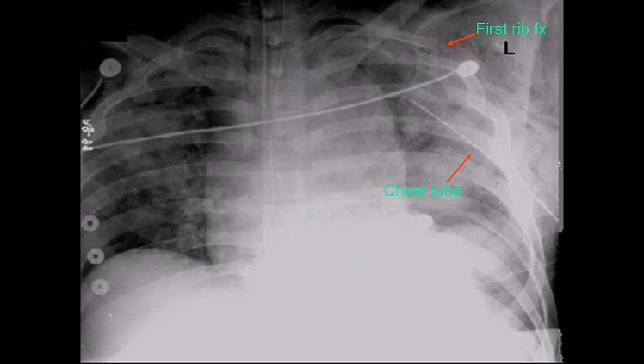Also, notice that we have a chest tube in this patient because we have a pneumothorax. And now we're taking a look at the nasogastric tube, and we'll notice it too has been shifted to the right because of the pneumothorax.